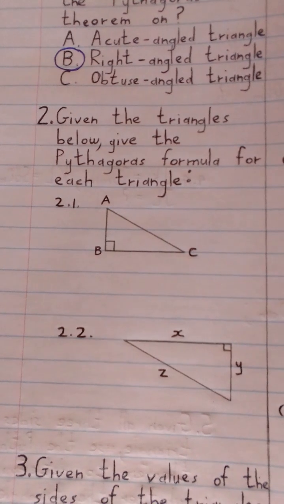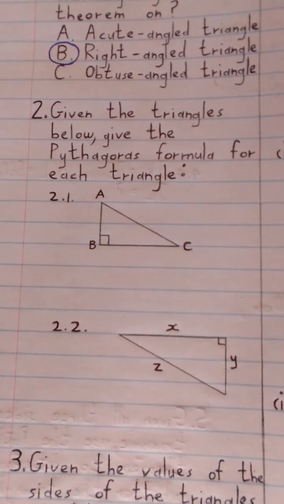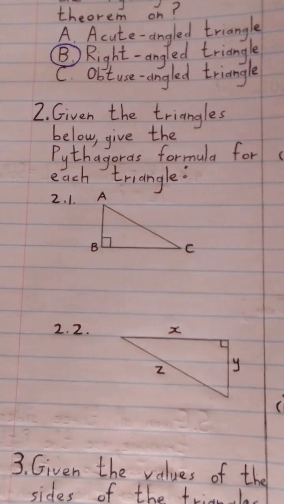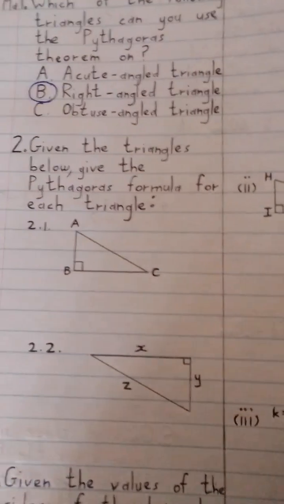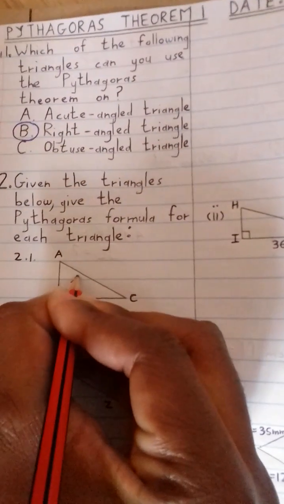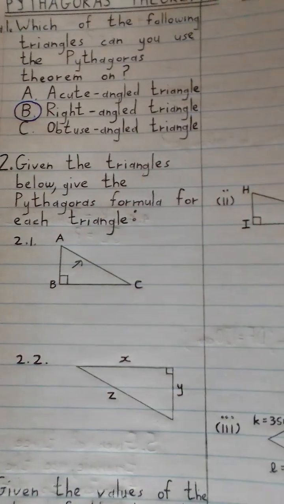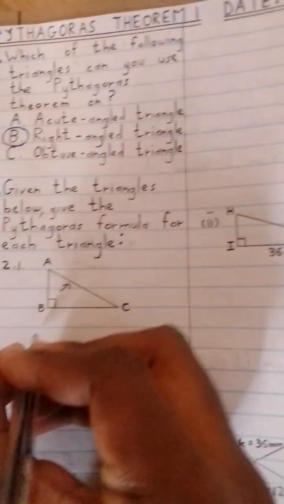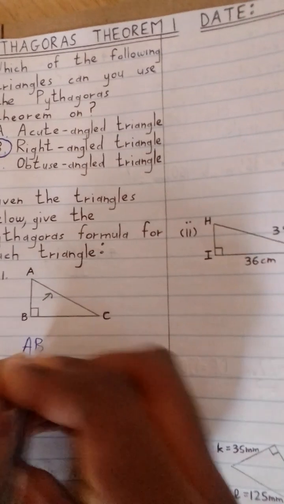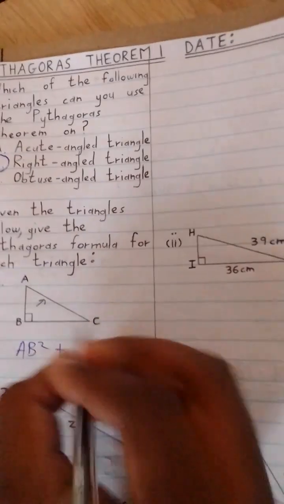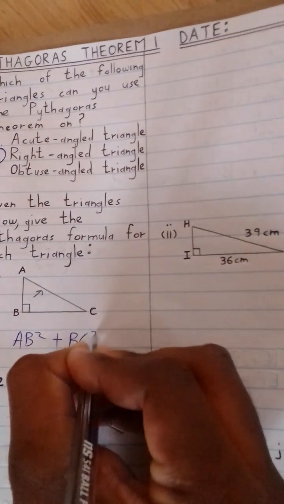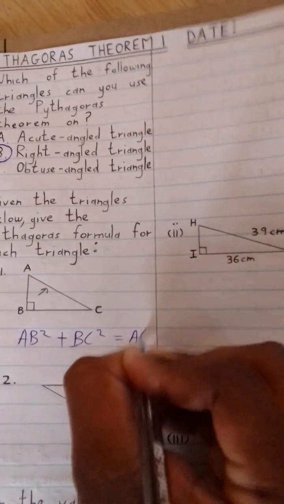2.1 we have triangle ABC. As we can see, what is the hypotenuse? The hypotenuse is this side. So we're going to say the short sides first. So AB squared plus BC squared is equal to AC squared.